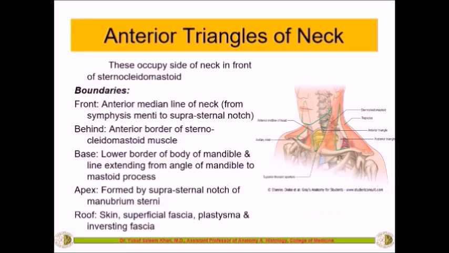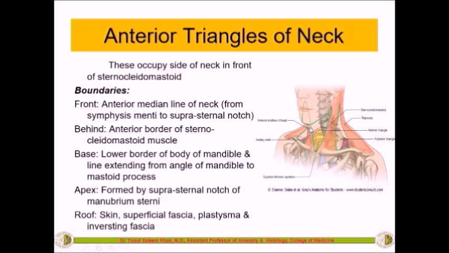Now coming to the anterior triangles of the neck. So till now what we discussed is the posterior triangles, which are divided into two parts: the superior, bigger, larger one, which is called the occipital, and the smaller one, which is called the supraclavicular or subclavian. Now what we are discussing is the triangle which is in front of the sternocleidomastoid. This is the anterior triangle. Before we go into the divisions of the anterior triangle, first we will see the boundaries of this triangle. So what are the boundaries?